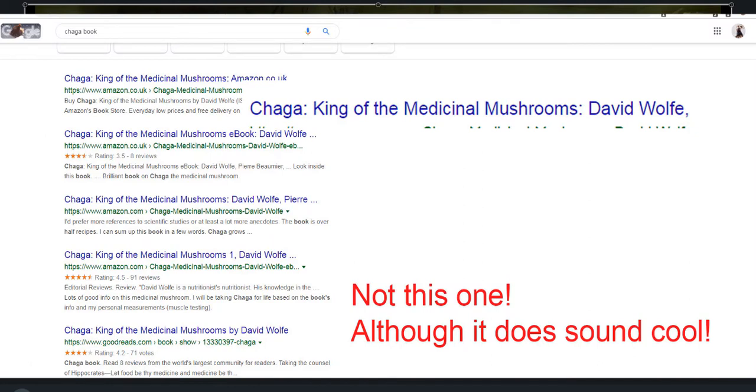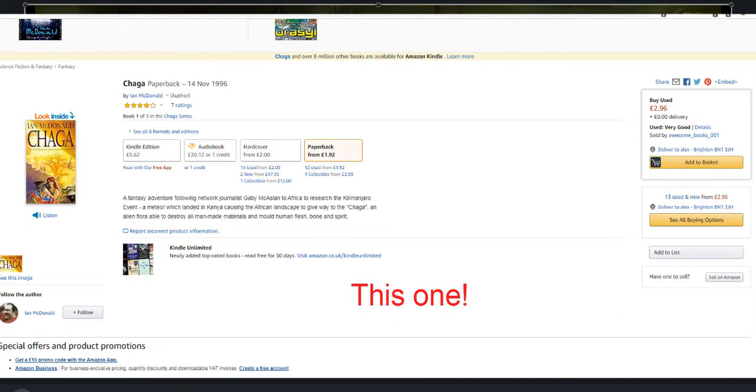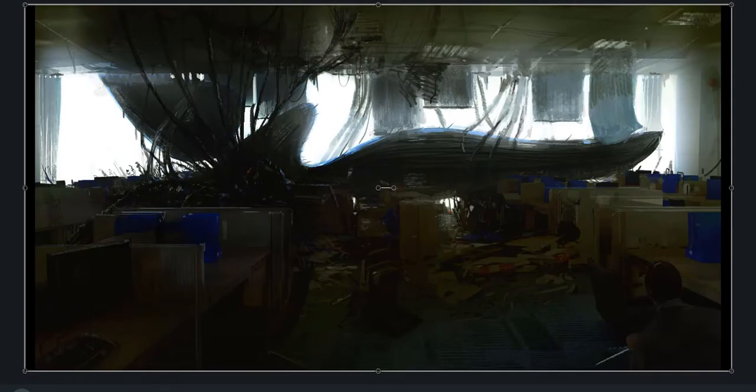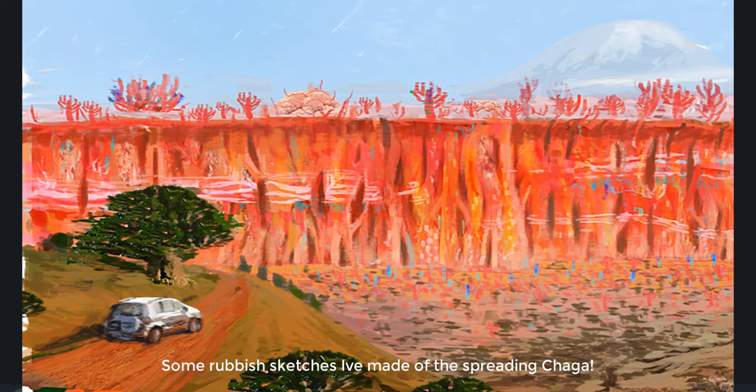So the story it's based on is called Chaga, or in the UK it is published under the title Evolution Shore, by Ian McDonald. The synopsis reads: on the trail of a mystery of Saturn's disappearing moons, network journalist Gabby McCaslan finds herself in Africa researching the Kilimanjaro event, a meteor strike in Kenya, which caused the stunning African landscape to give way to something equally beautiful and indescribably alien.